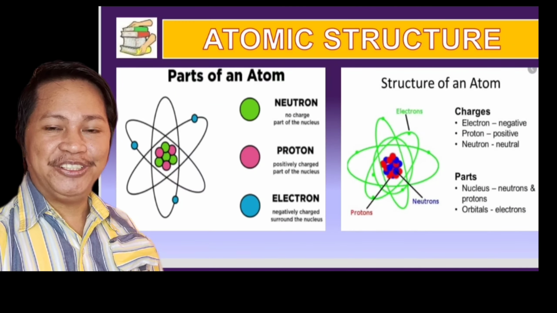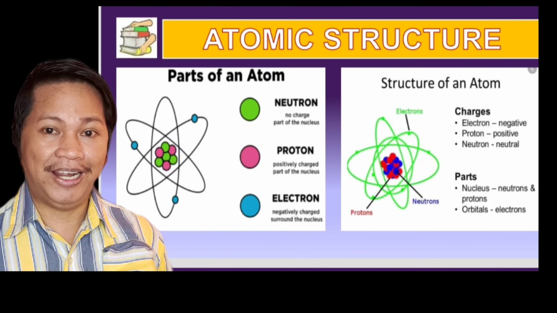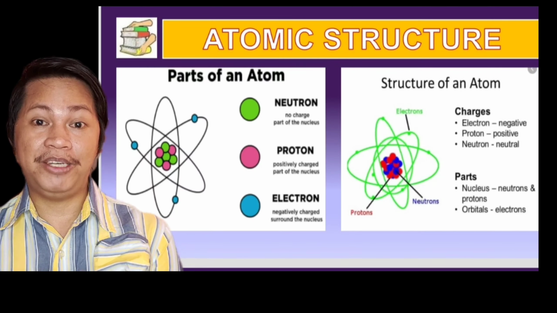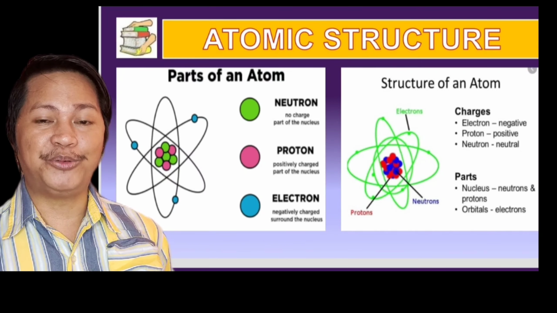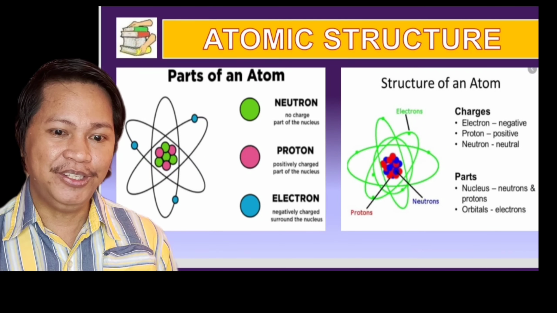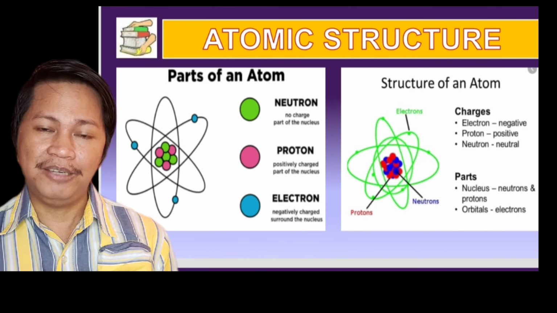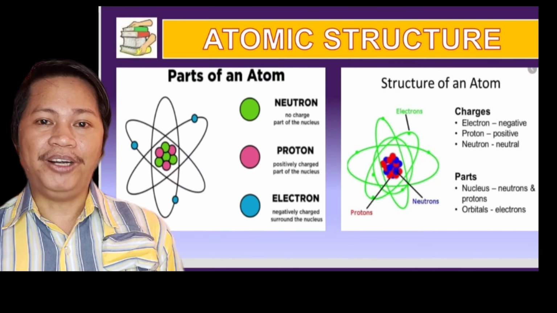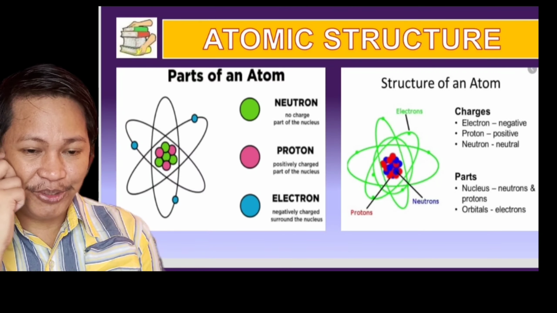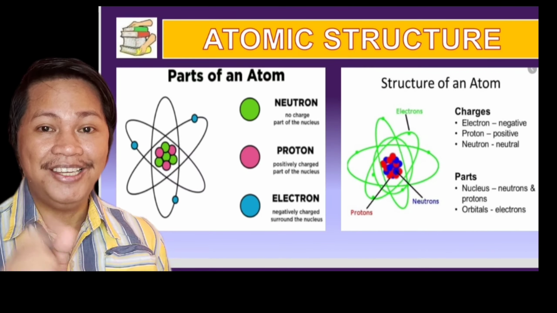Okay, to continue, let me have a short recall about the atomic structure that we learned last week. We learned that an atom has neutron, proton, and electron. You can see the picture, class. It looks like a solar system, conceptualized by Niels Bohr. In the center, we have the nucleus. If we observe the structure of an atom, we have charges, of course. We have the electron, which is negative, the proton, which is positive, and the neutron, which is neutral, no charge at all. So positive, negative, and neutral. And of course, we have these parts. We have the nucleus, wherein neutrons and protons are found. We also have the orbitals where electrons are found, outside the nucleus.